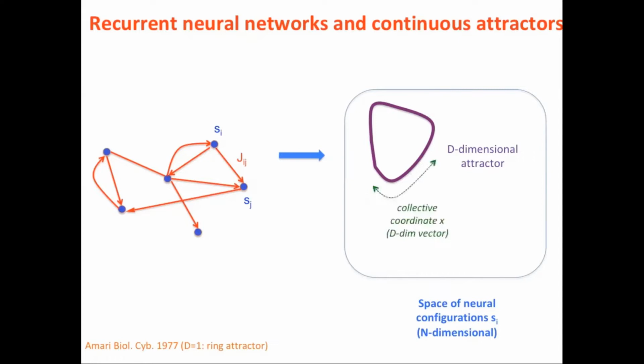What is important with this concept of ring attractor or continuous attractor is that the location of the point along the attractor defines a collective coordinate, x, which is a continuous variable in the case d equal 1, or could be a d-dimensional vector for higher dimension d. So you see that we can see this as a way to embed a continuous variable in a very high dimensional neural network. It's a way to memorize a continuous variable in a high-dimensional network.